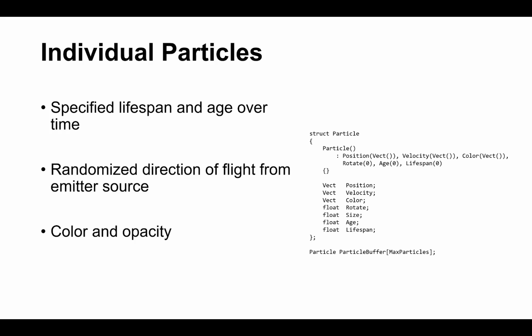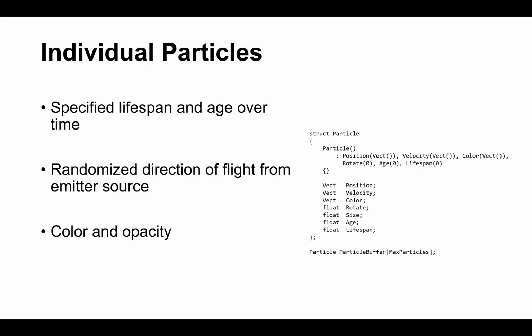So next, you would give each particle individual properties. One of the most important ones, again based on which option you're choosing for creation and deletion, would be specifying the age of a particle over time and the lifespan, the maximum time for which it should exist. Again, you would want to randomize the direction of flight, and you would want to specify the position and velocity, as well as the size of these particles, so that when it's rendered, it's going in the correct direction.